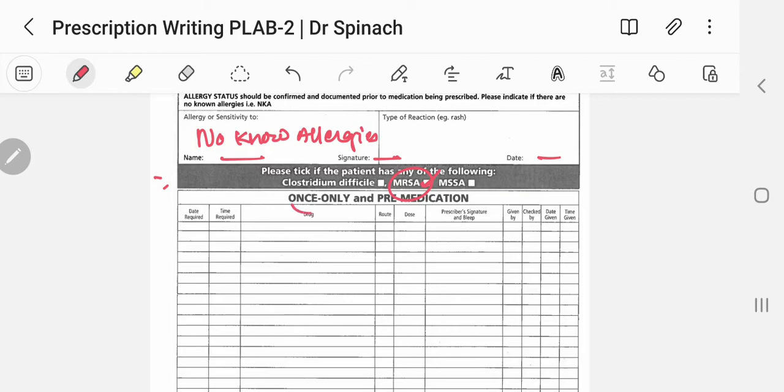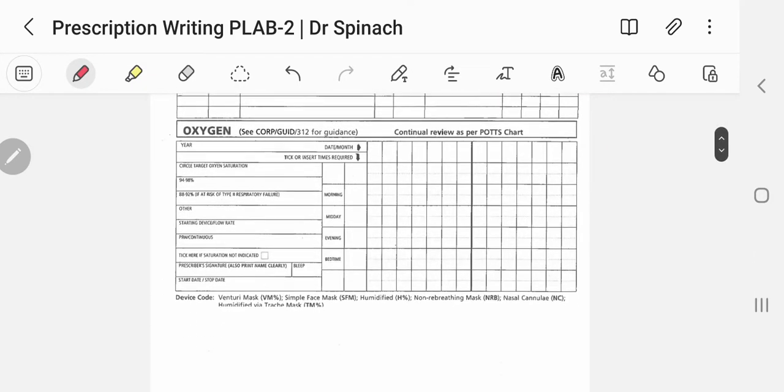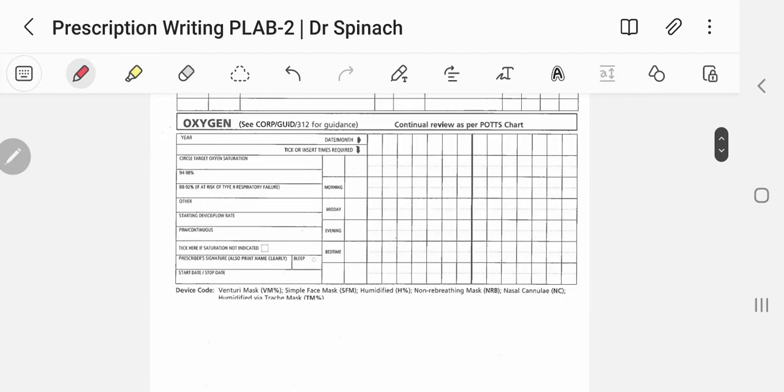The next thing is, if there are any once only drugs that you need to fill in. Now you can see the date required, that means today's date, the time required, when the once only drugs are required, the name of the drug, the route, which route is it, per oral or let's say intravenous, whatever, and then the dose of the drug and your signature. And yeah, this is not to be filled by you, this is to be filled by the nurses. Now usually this one's not asked, so we're just going to skip it. This is basically the oxygen section that you need to fill in.